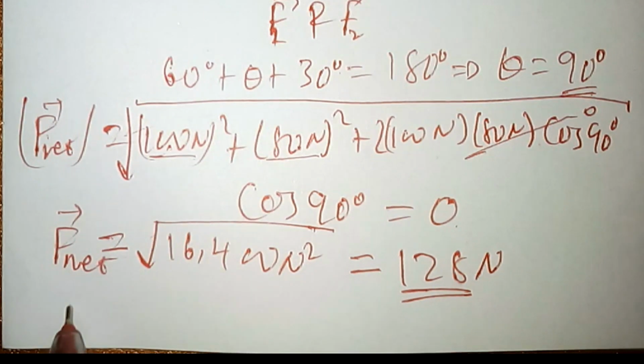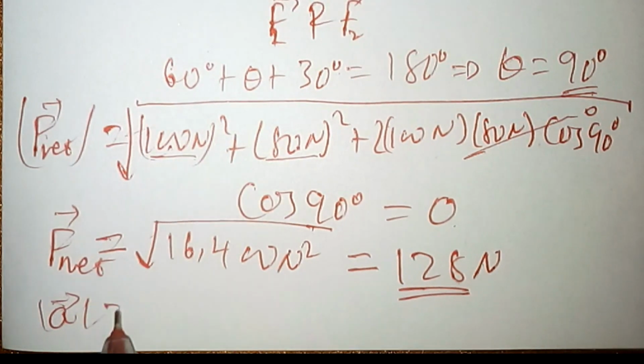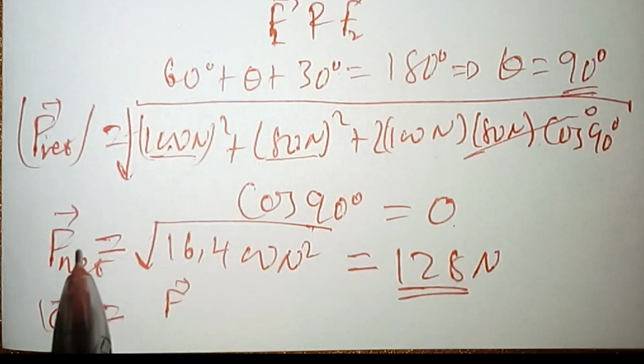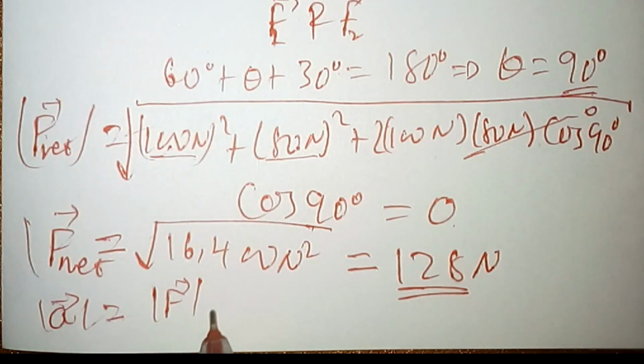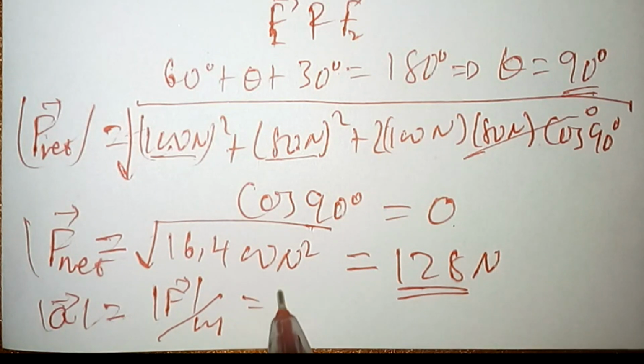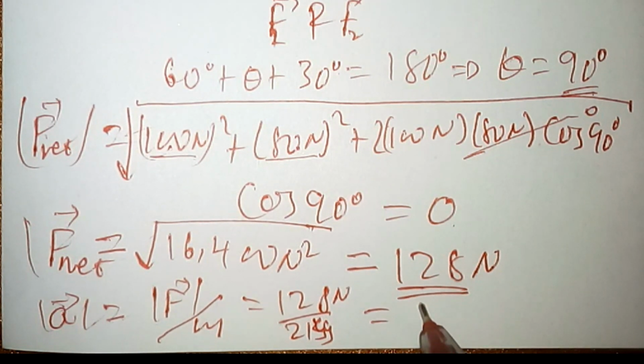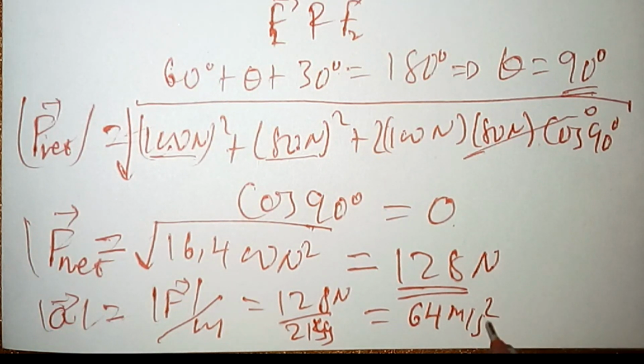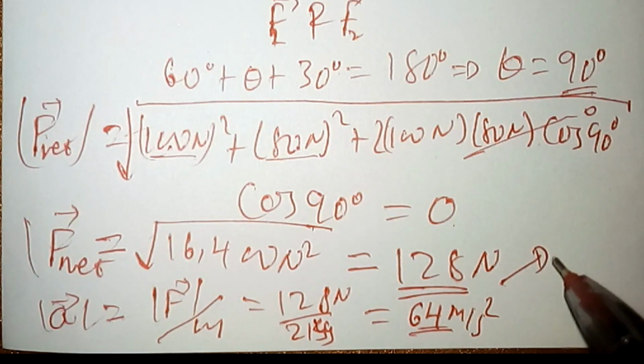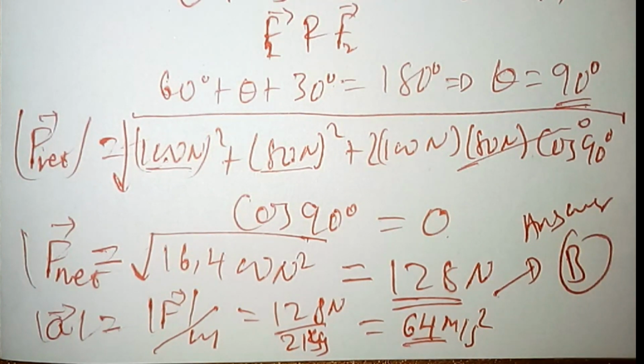So then the magnitude of the acceleration is equal to the magnitude of the net force divided by the mass of the object, which is 128 Newton divided by 2 kilogram. The mass of the object is 2 kilogram, which is equal to 64 meters per second squared. So the answer B, which is 64 meters per second squared, is the magnitude of the acceleration of the object.